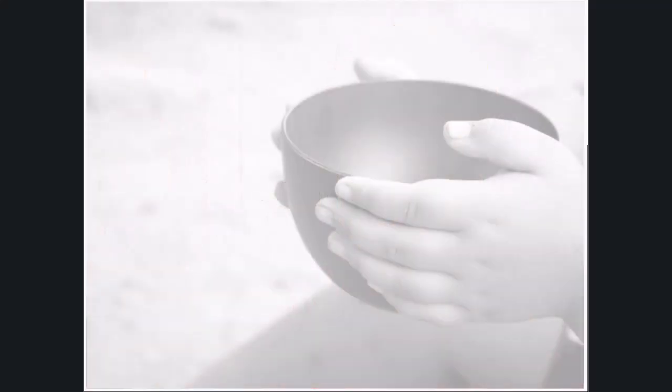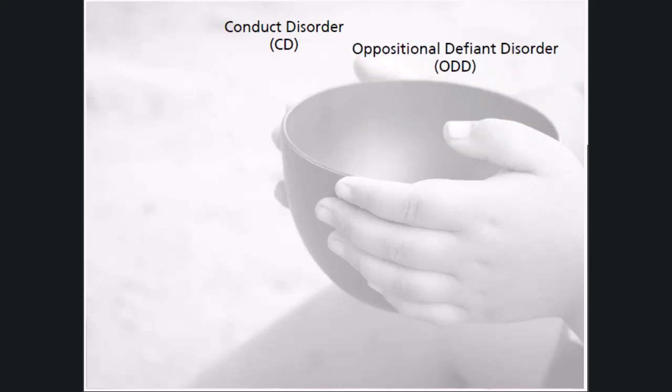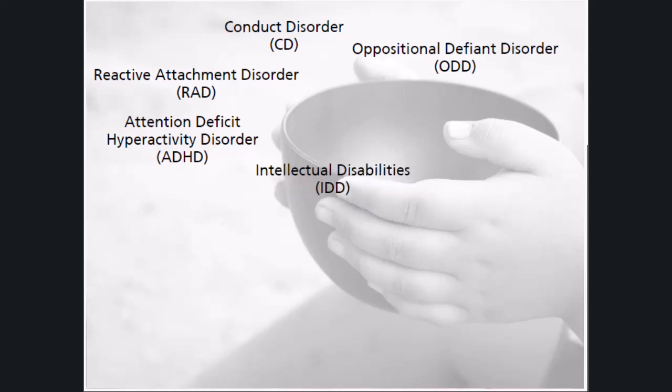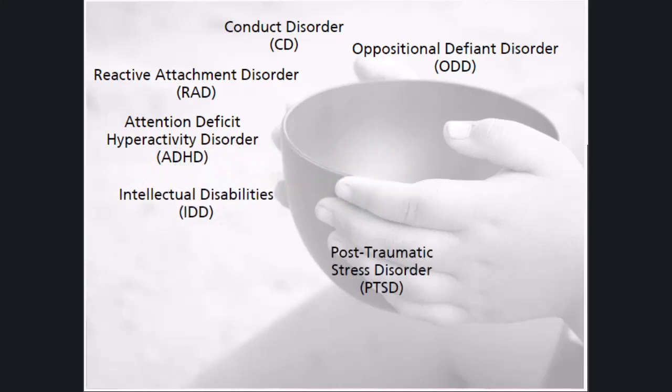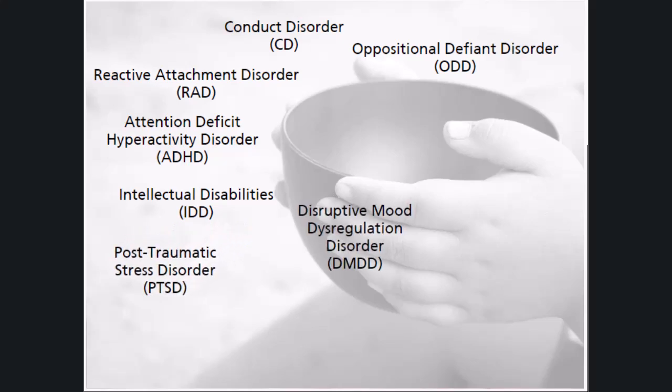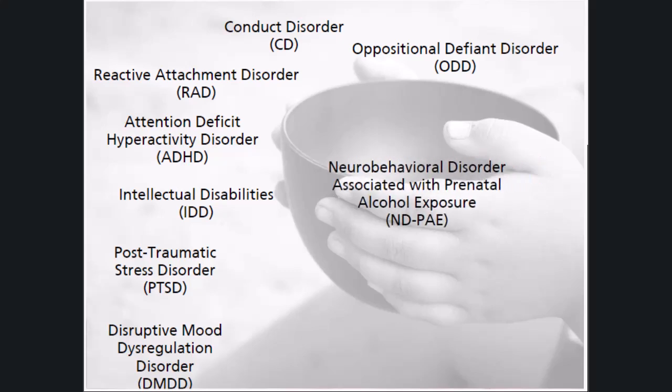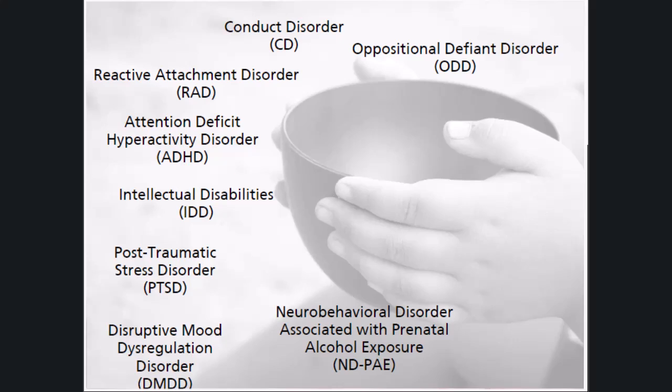Children and youth with multiple risk factors often struggle with a range of challenging emotions, behaviors, and developmental deficits that frequently result in a string of diagnoses resembling alphabet soup. Conduct disorder, CD. Oppositional defiant disorder, ODD. Reactive attachment disorder, RAD. Attention deficit hyperactivity disorder, ADHD. Intellectual disabilities, IDD. Post-traumatic stress disorder, PTSD, depressive disorders including disruptive mood dysregulation disorder, DMDD, neurobehavioral disorder associated with prenatal alcohol exposure, NDPAE, and others.